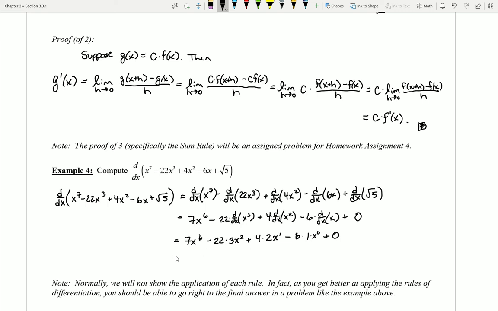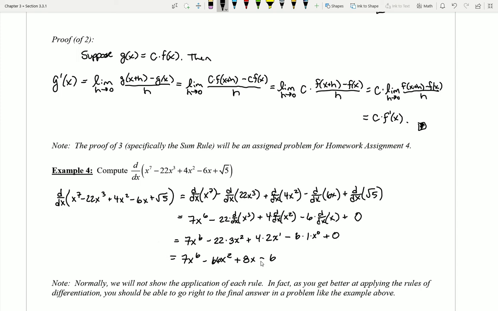And so if I simplify everything down here, I'll have 7x to the 6th minus 22 times 3 is 66x squared. 4 times 2 is 8x to the 1st. And here I'm really just going to have minus 6 times 1, or just minus 6. And I won't even bother to write the plus 0. So here we are. I have my derivative.